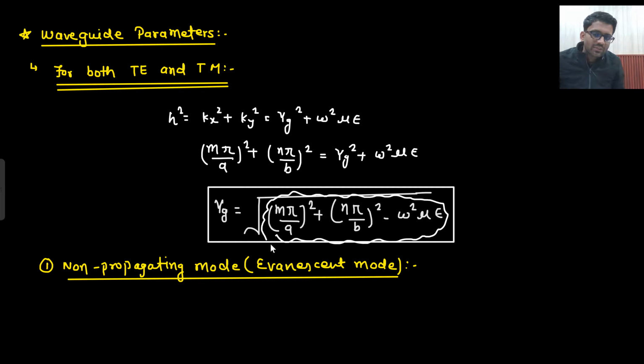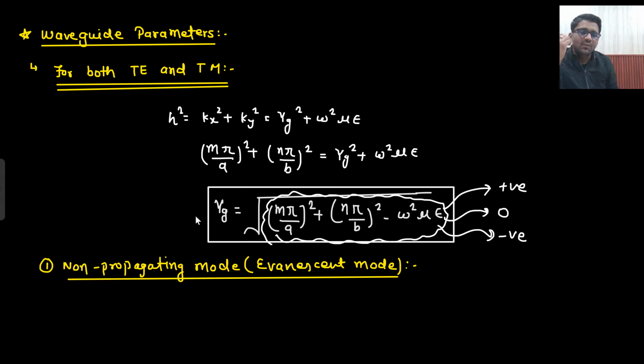Now this particular expression, I am not talking about complete gamma g, I am only talking about whatever is there under the root. So under the root you are having this expression. Now this expression can be either positive, or it can be 0, or it can be negative.